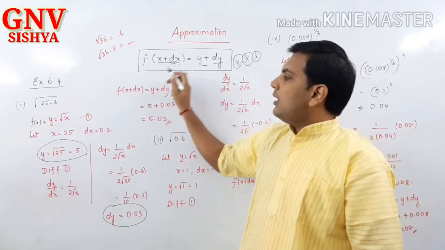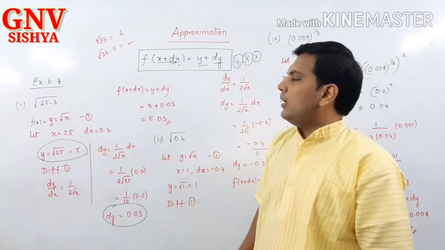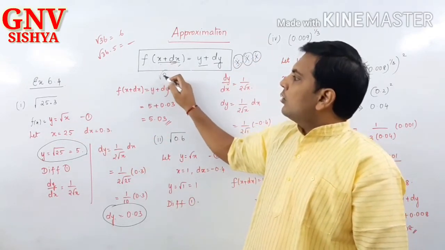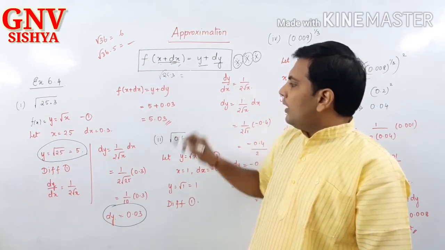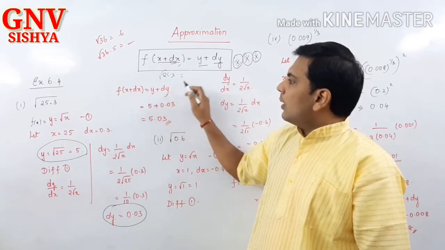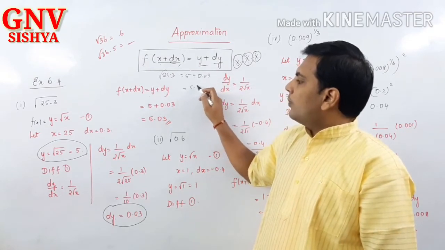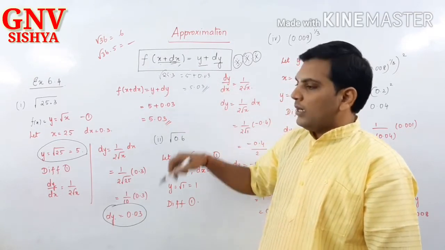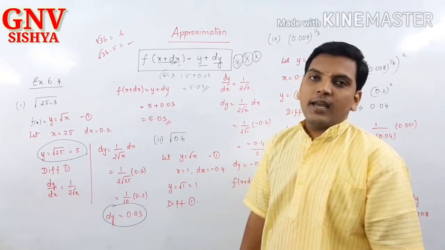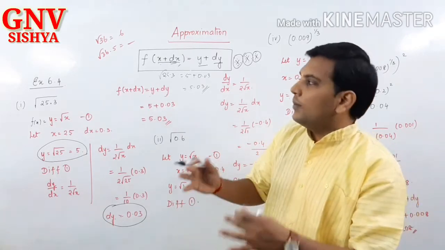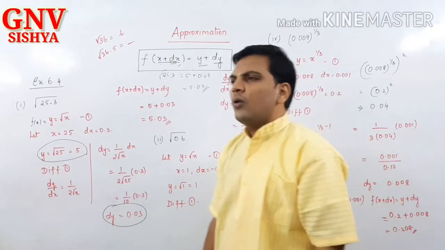f of x plus dx, that is 25 plus 0.3, that is root of 25.3, will be equal to y plus dy. Y is 5, dy is 0.03. So I'll get 5.03 as my approximate answer. Can you understand? So this we call approximation. For every sum we are going to use this only.